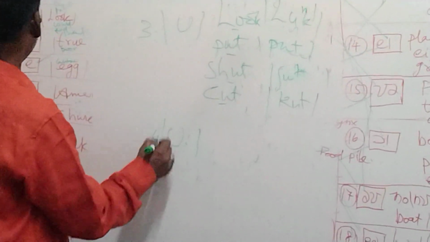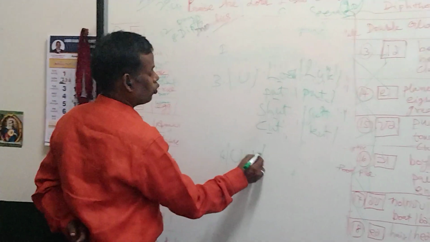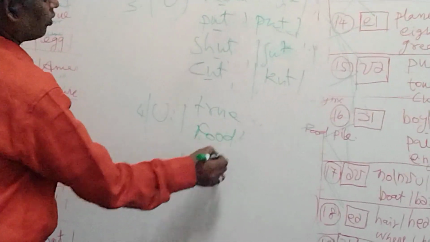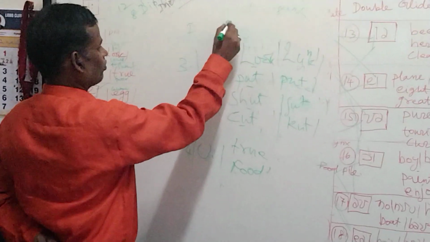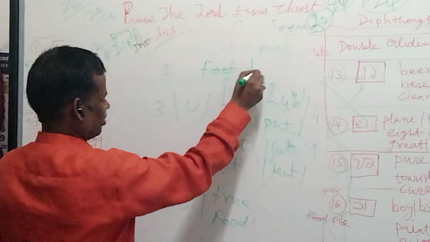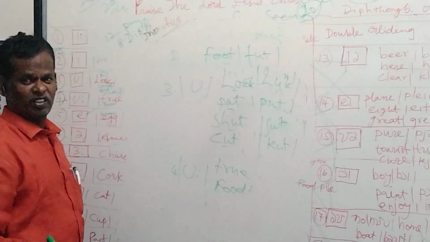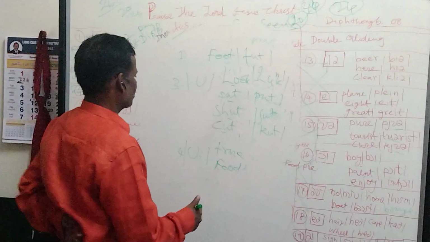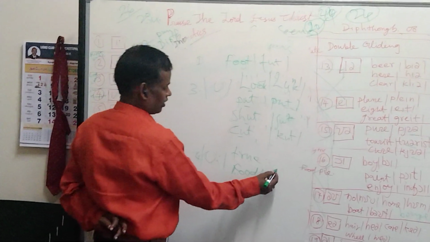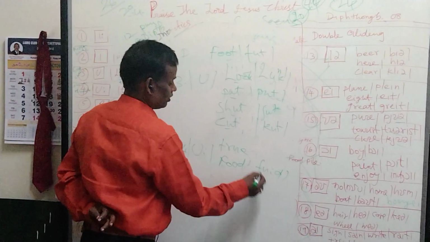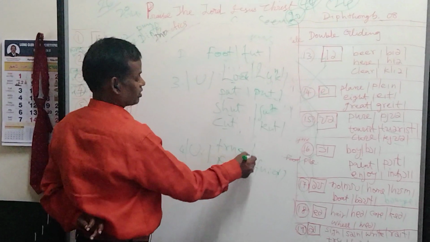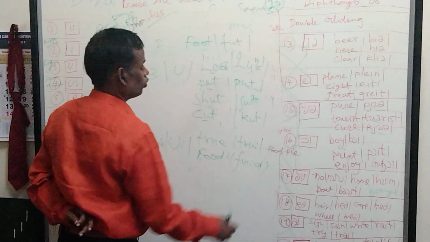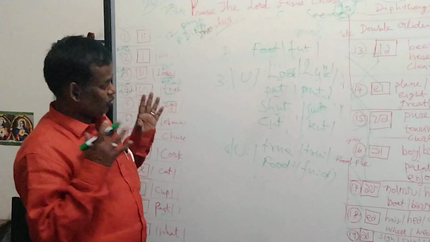Next, it is the long one. For example, true, and food, F-O-O-D, food. Here it is foot, F-O-O-T, foot. The lower part of the leg is called foot. Did you eat food? Did you tell the truth?